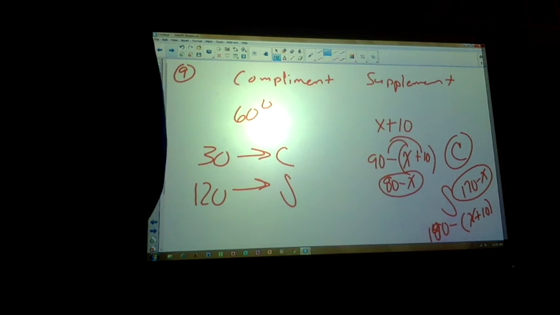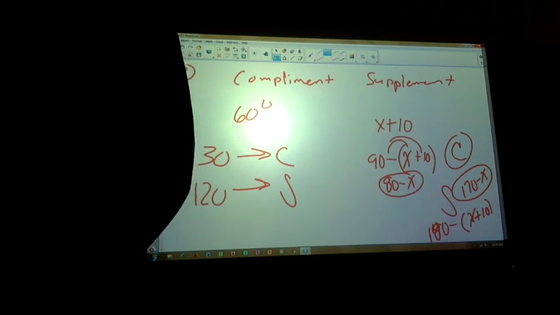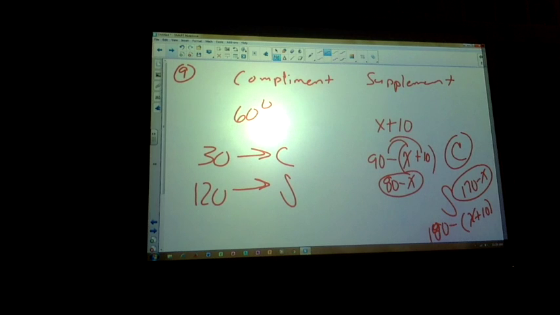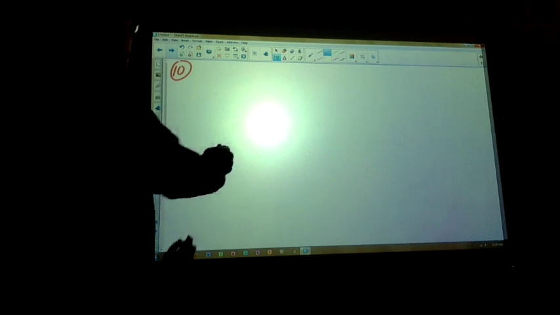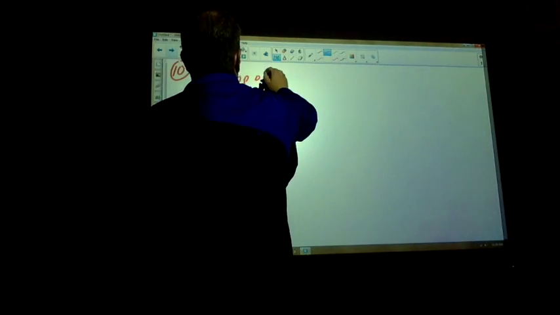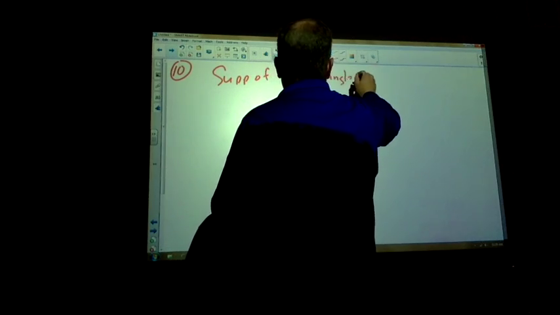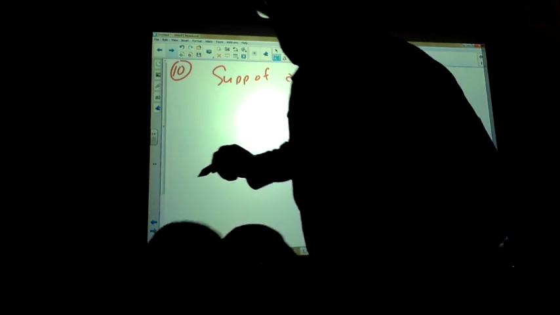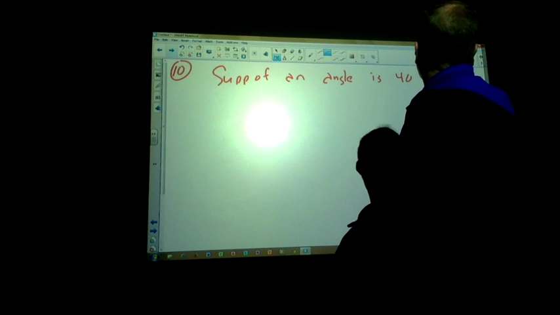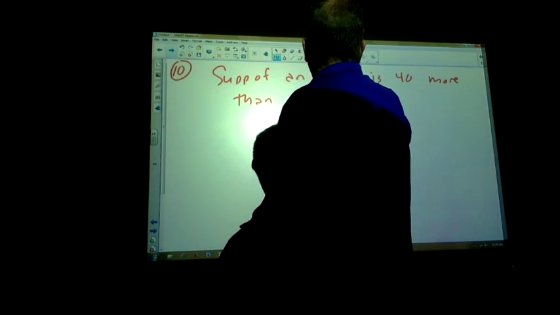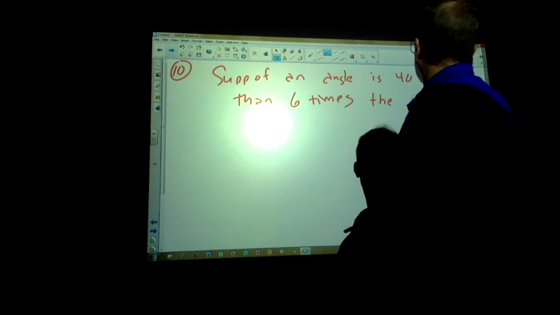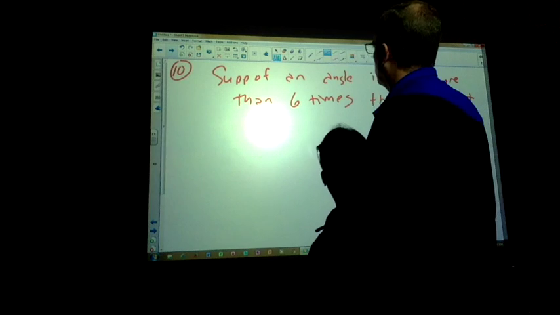All right, number 10. The supplement of an angle is 40 more than 6 times the complement. Find the angle. That's one of our favorites. Let me write it out. It says, the supplement of an angle is 40 more than 6 times the complement.